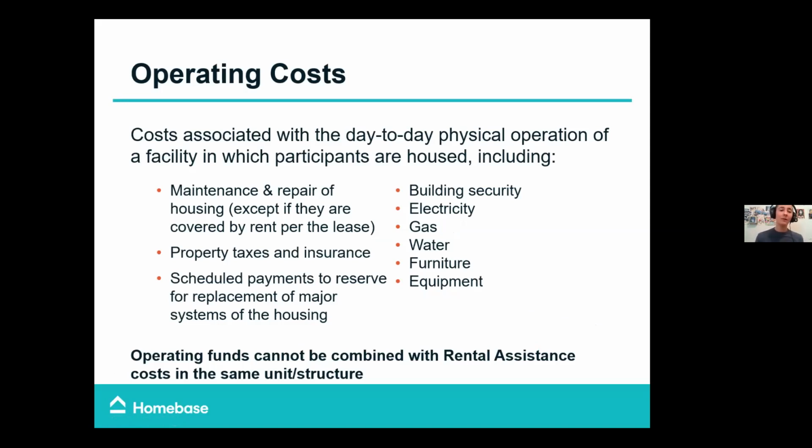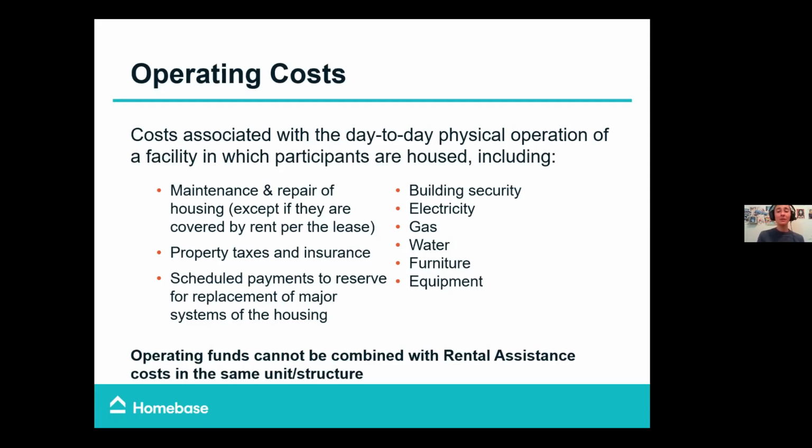This is not units that your clients themselves are leasing from a landlord, and not units that you're assisting with rental assistance funding. So you could combine operating costs with a leasing line item. You could never combine operating costs to support units that you're paying for with a rental assistance line item. We've listed some of the things that you can use operating costs for, things like maintenance and repair of the specific units that are assisted, that are serving your CoC clients.